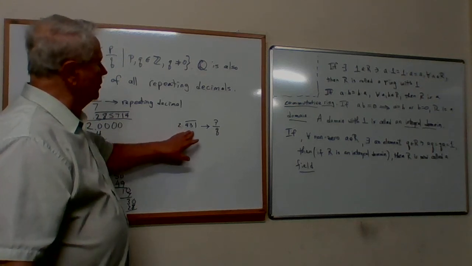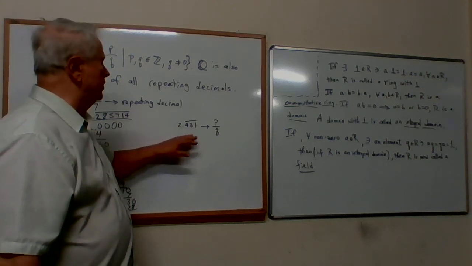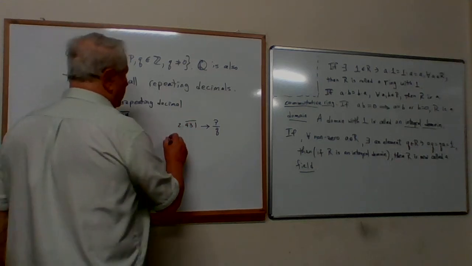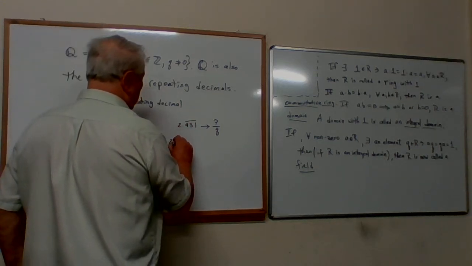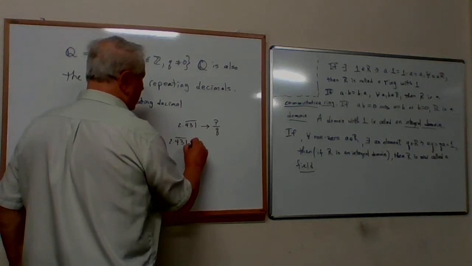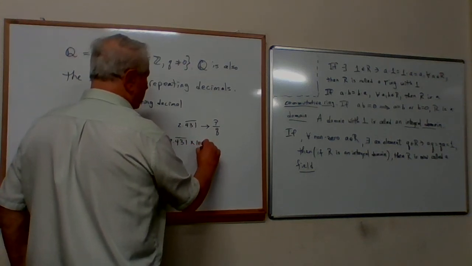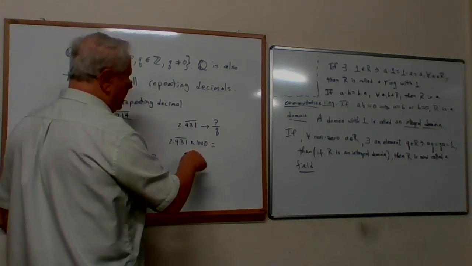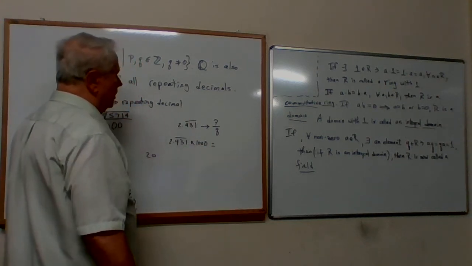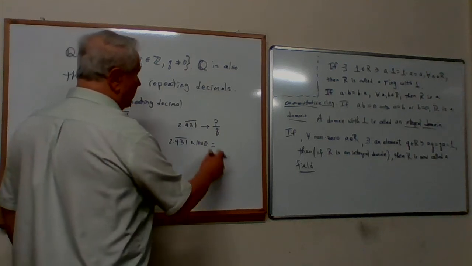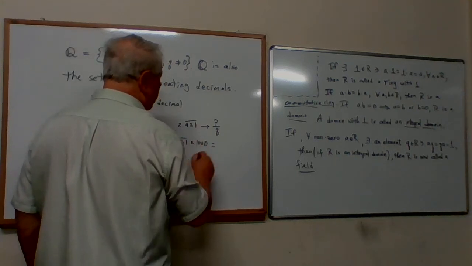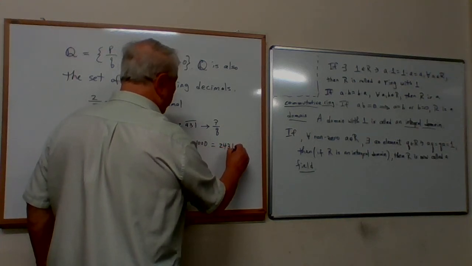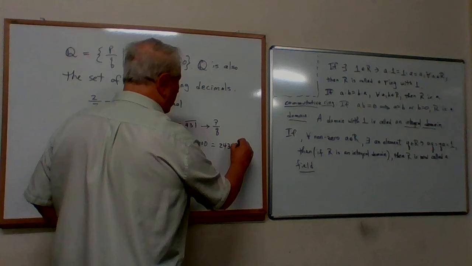And so if I multiply this by 1,000, which is 10 to the 3, then 2.431 repeating times 1,000 is equal to, well, when you multiply by a power of 10, you shift the decimal that number of places, in this case to the right. So that's 2,431.431431.